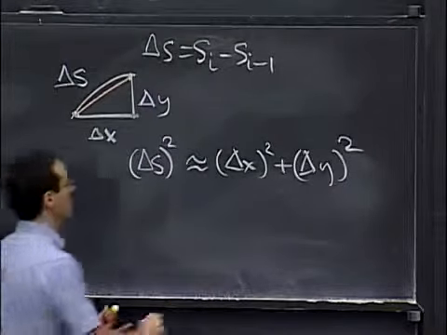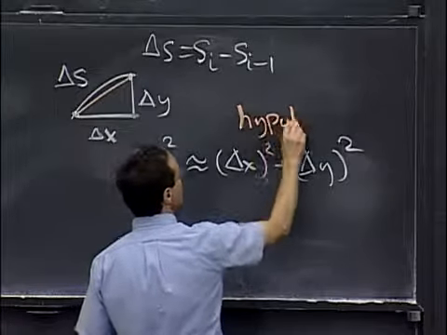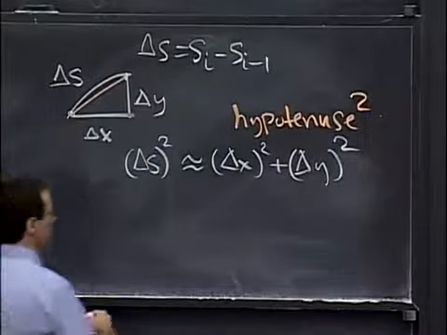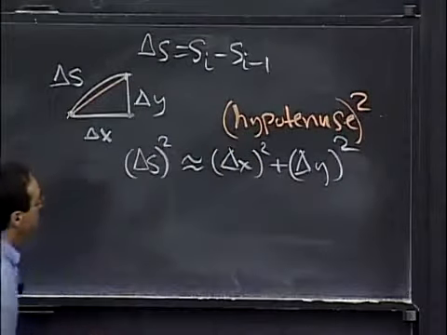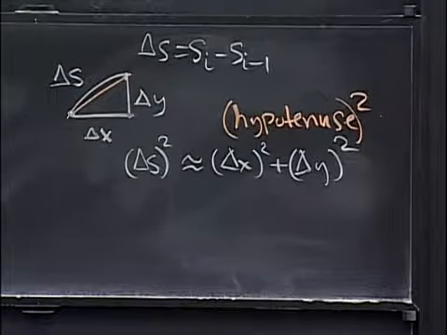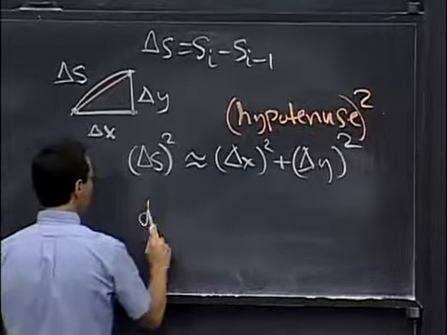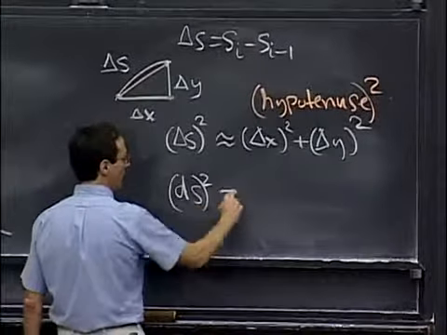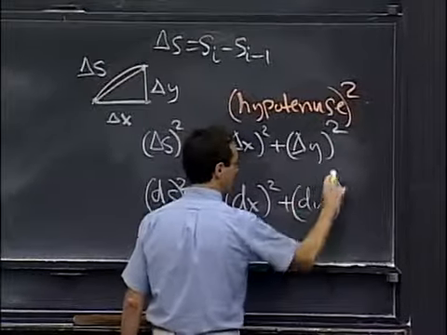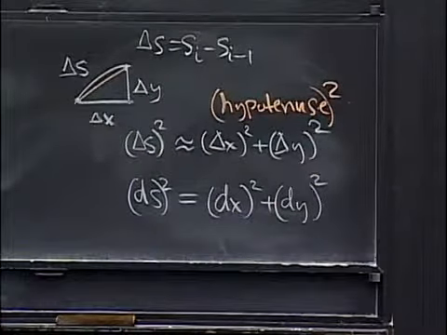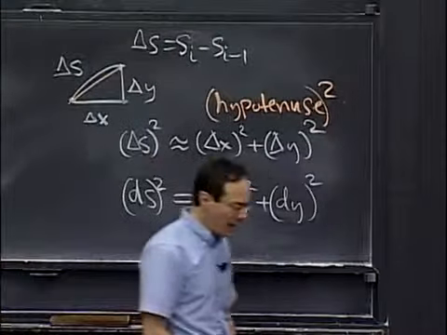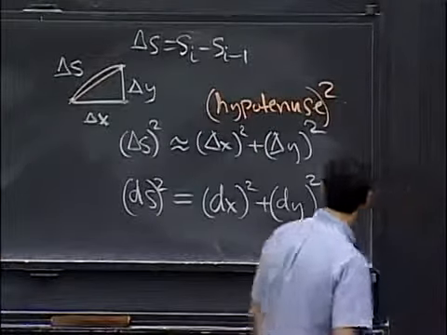So this is the hypotenuse squared, and it's very close to the length of the curve. And the whole idea of calculus is that in the infinitesimal, this is exactly correct. So that's what's going to happen in the limit. And that is the basis for calculating arc length.